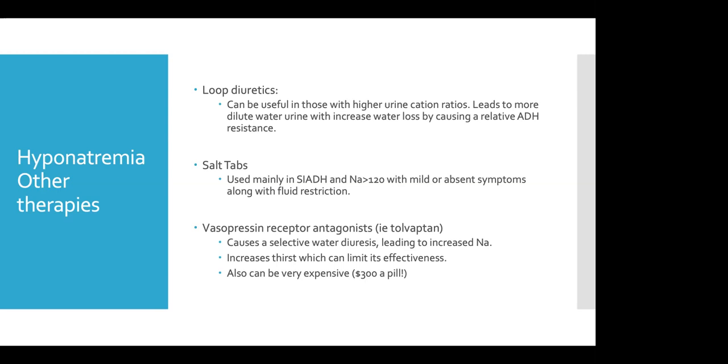And then vasopressin receptor antagonists like tolvaptan can be used. They cause a selective water diuresis leading to increased sodium. They do cause an increase in thirst, so the patient's generally going to have a response to drink more water, which limits their effectiveness, and they can also be very expensive. Depending on where you are and insurance, up to like $300+ a pill. It's very expensive.